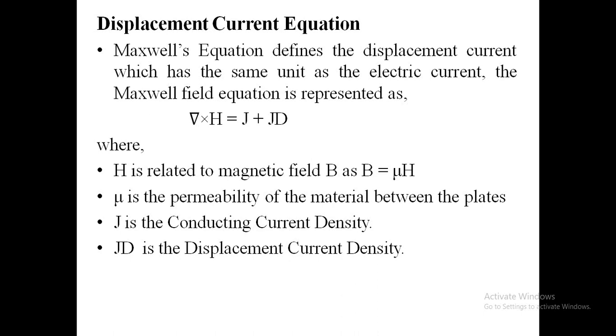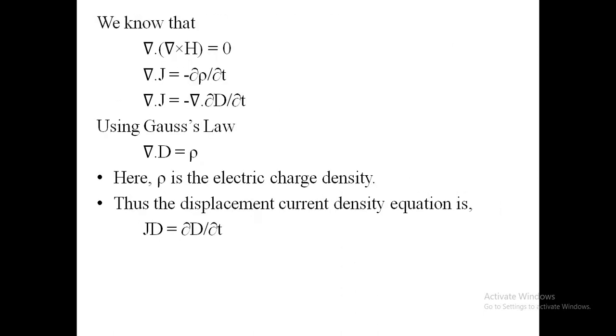Displacement current equation. Maxwell's equation defines the displacement current which has the same unit as that of the electric current and it is given as del cross H is equal to J plus J_D, and here H is related to the magnetic field B as B is equal to mu H, where mu is the permeability of the material between the plates and J is the conducting current density and J_D is the displacement current density.